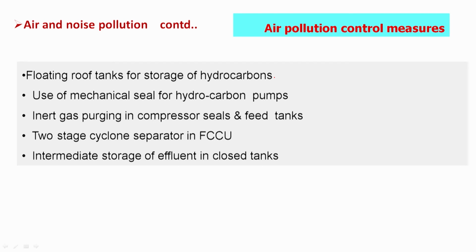Some other measures for air pollution are floating roof tanks for storage of hydrocarbons, it reduces the leakage, and use of mechanical seal for hydrocarbon pumps, inert gas purging in compressor seals and feed tanks, two stage cyclone separator in FCCU, intermediate storage of effluent in closed tanks. So, all these help to reduce the air pollution including the leakages.